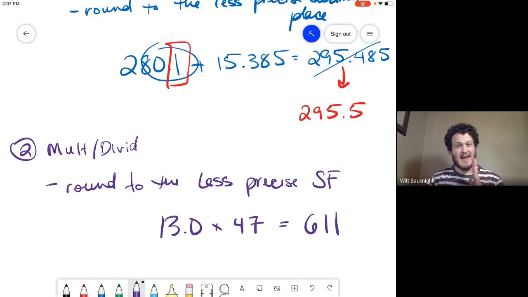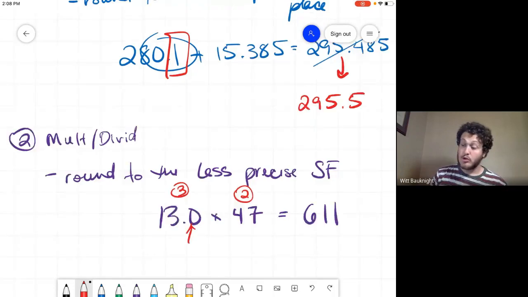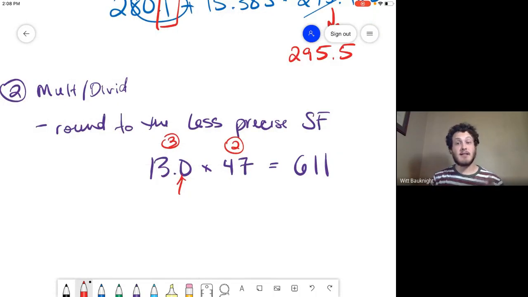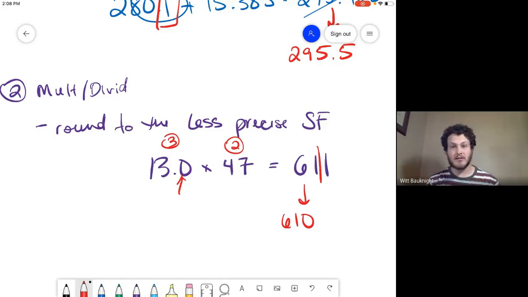Now, we can't really record that answer with that much accuracy. Let's talk about why. This number has 3 sig figs. Remember, when a trailing 0 is after the decimal, it counts as significant. This only has 2 sig figs. So our answer must be rounded to 2 sig figs. In that case, it's right there. So the answer would truly be this if we were recording it and obeying the rules of significant figures.